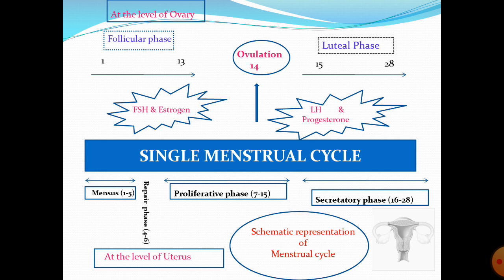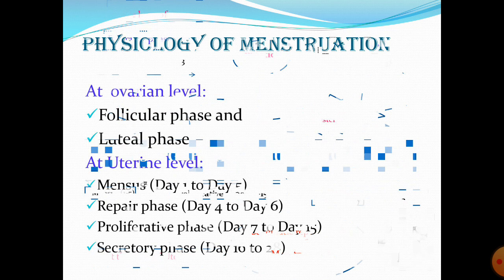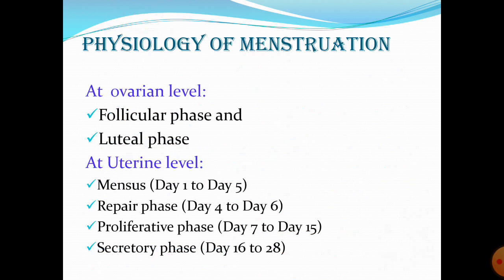By now, at the level of the ovary, the corpus luteum would get transformed into a scar called corpus albicans. So this slide represents the schematic view of a single menstrual cycle, what all I explained till now. Now let us understand the mechanism of menstruation.